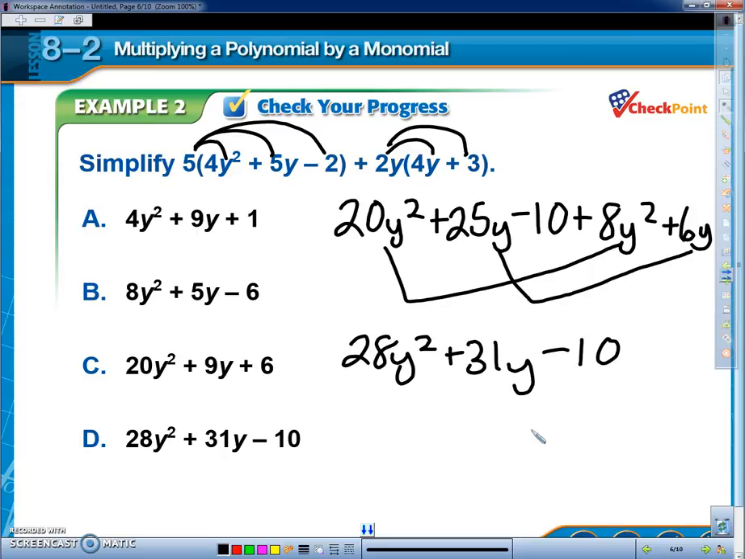All right, so as I look at it, this is what I came up with. This is the first line after distributing. And then after I put the like terms together, I came up with 28y squared plus 31y minus 10, which the correct answer ends up being D.